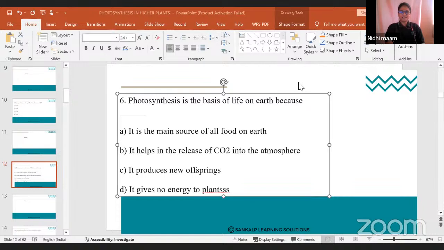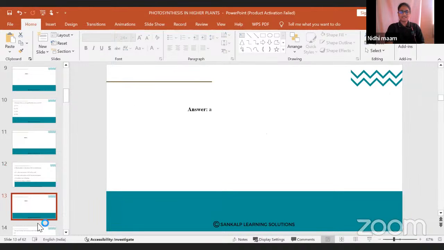So the right answer is here. See, it helps in the release of carbon dioxide into the atmosphere: totally a wrong statement, because it releases oxygen. It produces new offsprings: not at all related to photosynthesis. It gives no energy to the plants: totally false statement. So the first statement, it is the main source of all the food on the earth, is the right answer. So option A is the right answer.